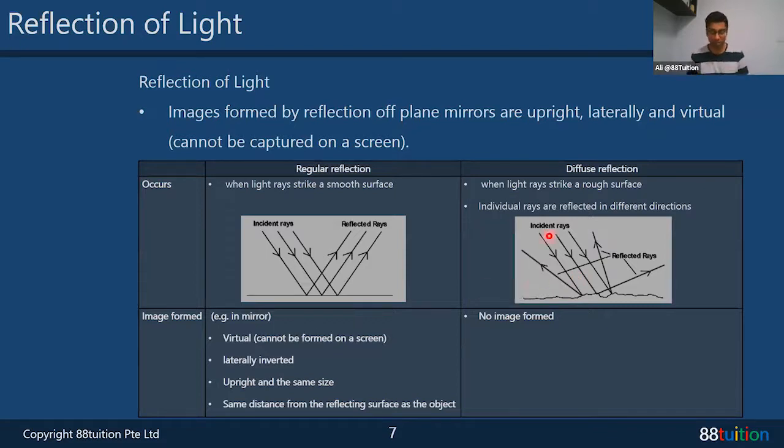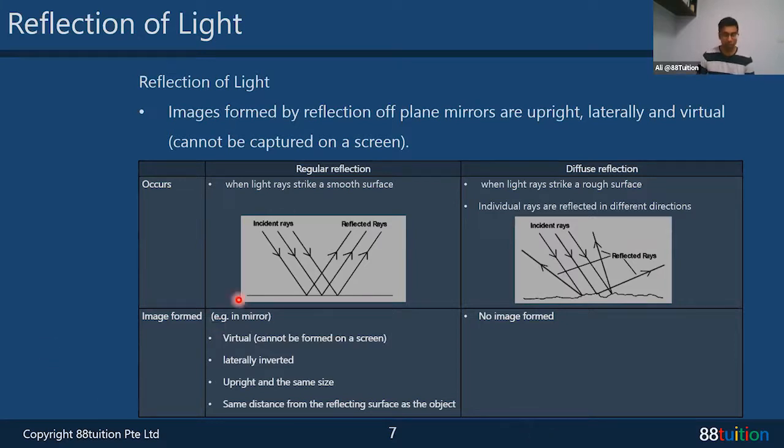Individual rays are reflected in different directions. However, it does not mean i is not equal to r. i is still equal to r. Whenever a ray hits the surface, it will bounce off that surface at another angle r from the normal. If you look at all the incident angles and the reflected angles, you will see that they are actually equal. I can draw a normal here, here, and here, and for each one, they are equal. We will do a question in a while and we will realize what I mean by that.